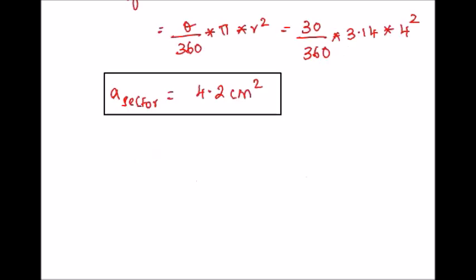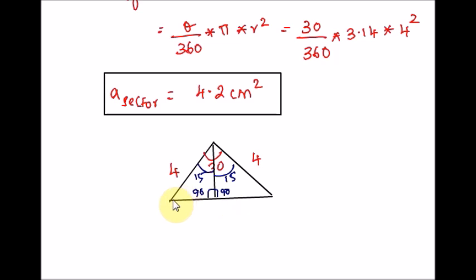To find the area of the triangle, we must first divide it into two right triangles. Am I right? This is the triangle. Let me divide it into two equal halves. By dividing, 30 will be 15, 15. Perpendicular, so 90, 90. What would be the third angle? Now we have a triangle with 15, 90, 75 degrees.